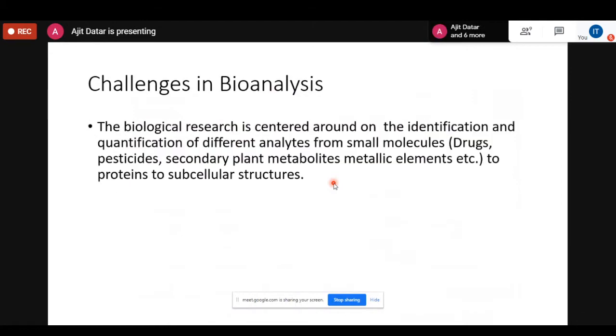Biological research is centered on the identification and quantification of different analytes, from small molecules, which could be drugs, pesticides, secondary plant metabolites, metallic elements, etc., to proteins, to subcellular structures, and so on. So it's a very, very challenging matrix we have, and what we are trying to determine is a very small thing in such a huge matrix.